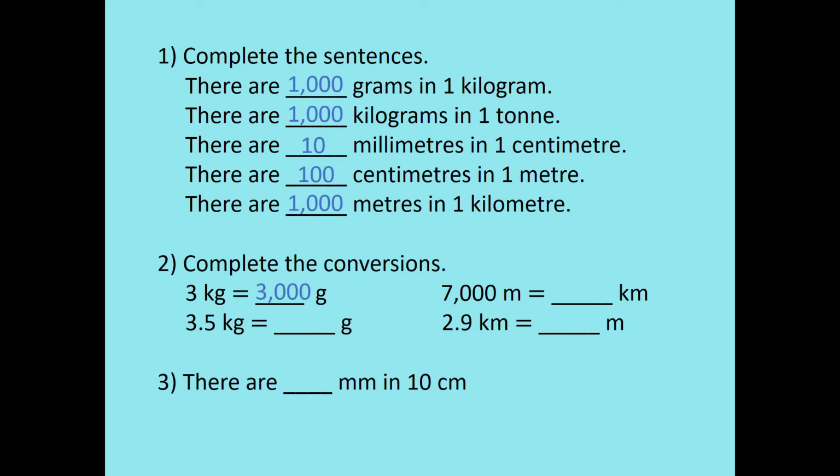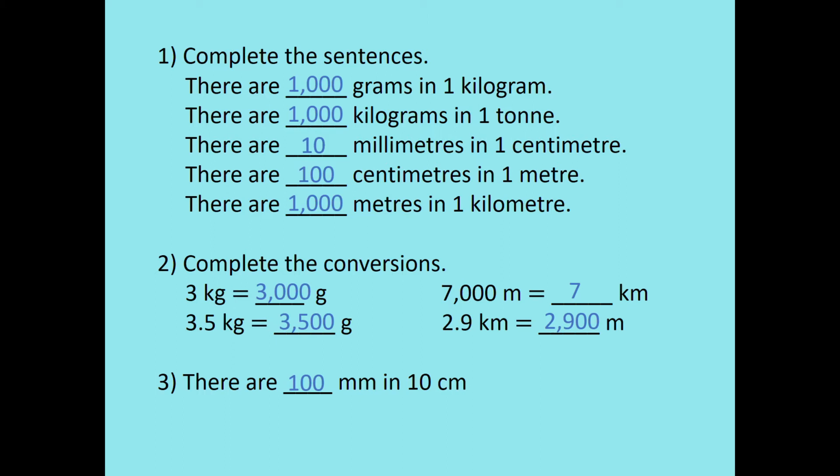3 kilograms must be 3,000 grams. 3.5 kilograms are 3.5 times 1,000 grams, 3,500. 7,000 meters are 7 kilometers, and 2.9 kilometers are 2,900 meters. And there are 100 millimeters in 10 centimeters.